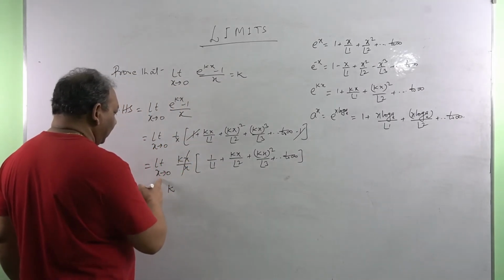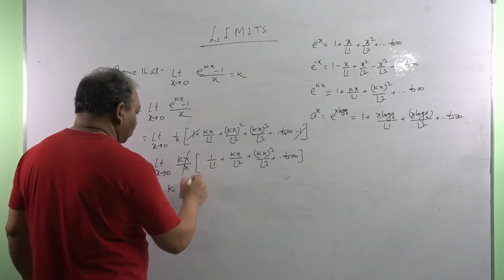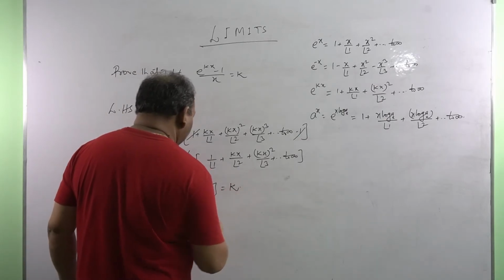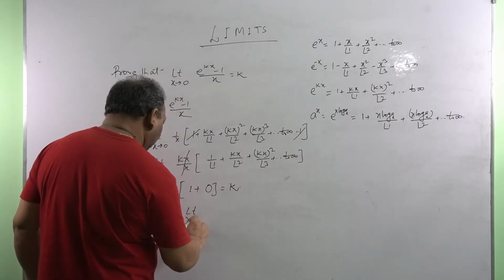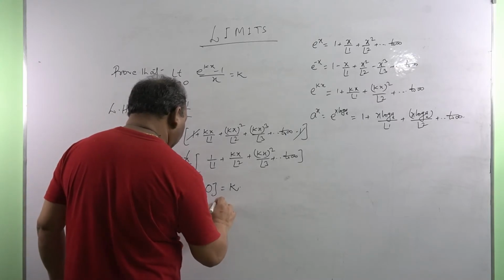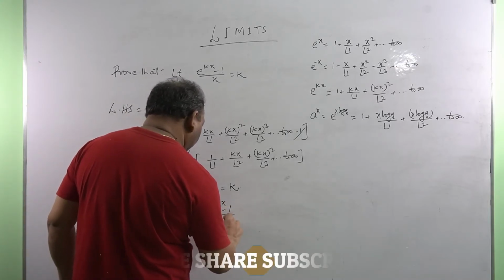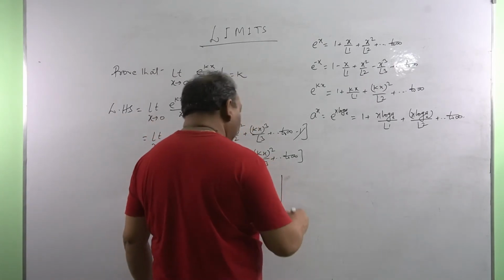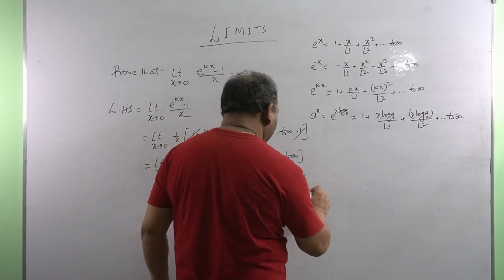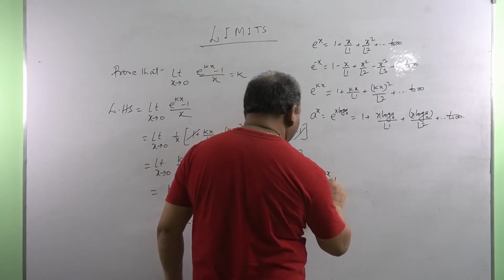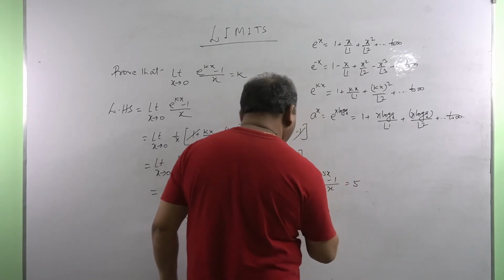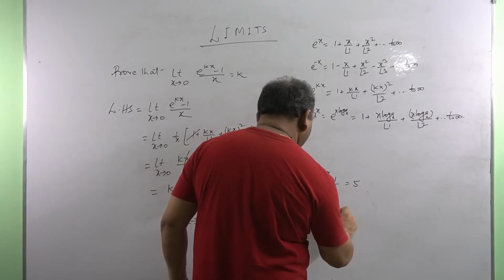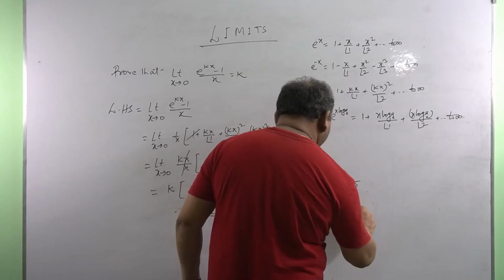Now substitute the limit: k into 1 by 1, that is 1 plus 0. This is equal to k. Therefore limit x tends to 0 e raised kx minus 1 by x is equal to k. Proved. Now directly find the value: limit x tends to 0 e raised 5x minus 1 upon x is equal to 5. Limit x tends to 0 e raised 7x minus 1 upon x is equal to 7.